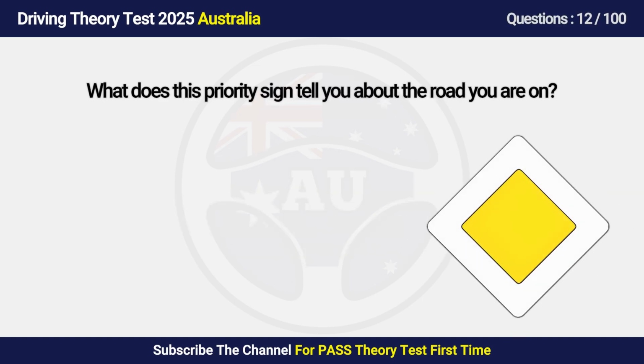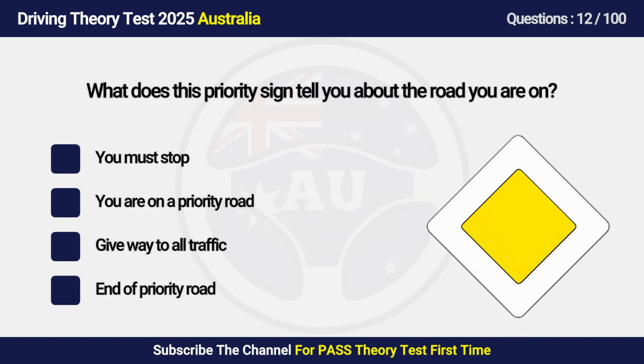Question 12. What does this priority sign tell you about the road you are on? A. You must stop. B. You are on a priority road. C. Give way to all traffic. D. End of priority road.